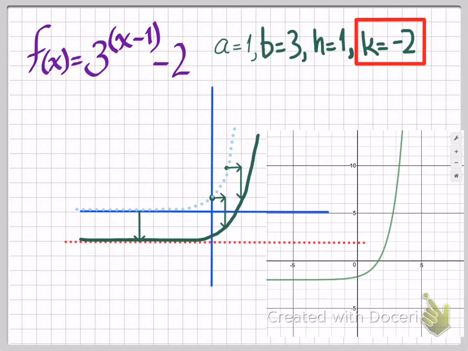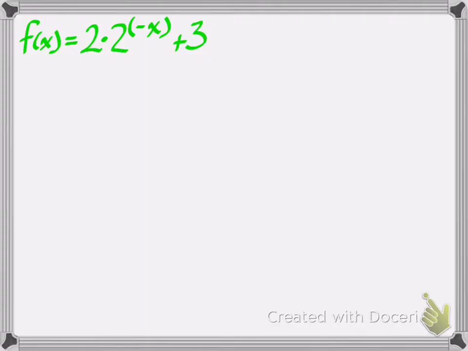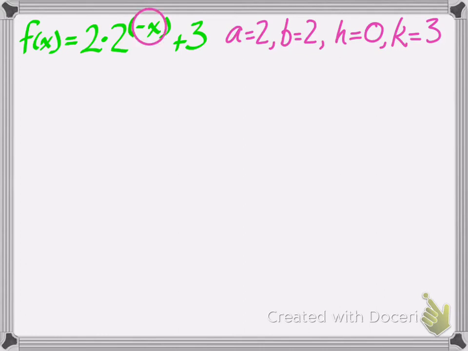Let's do another example now. This one is going to have something different in it. I've got an a value of 2 and a base of 2, so it's 2 times 2 to the -x plus 3. So when I look at all those different things there, I've got an a of 2, b of 2, h of 0, and I have a k value of 3, so that is shifted up 3 units. Now this -x, that's the first time we've seen that in any of these videos.